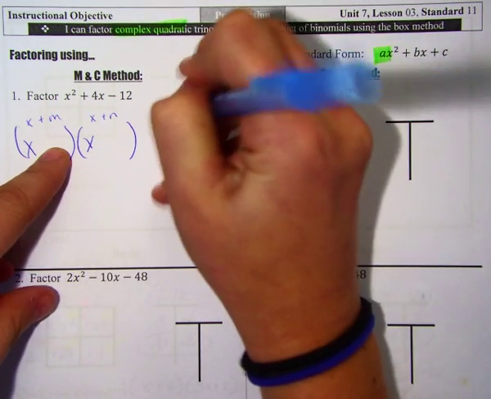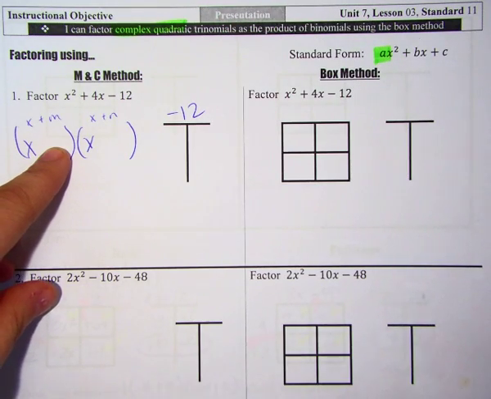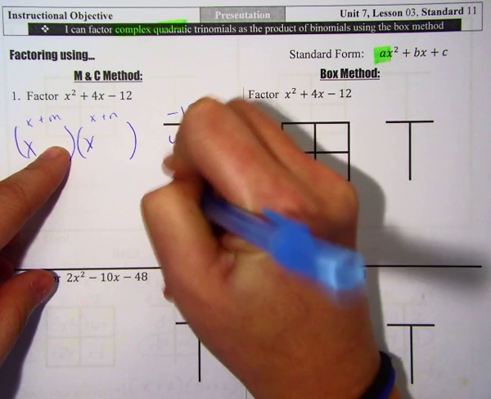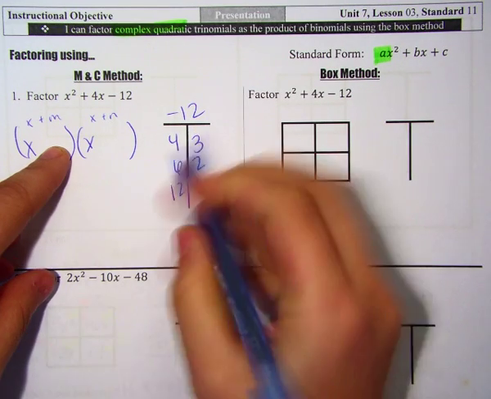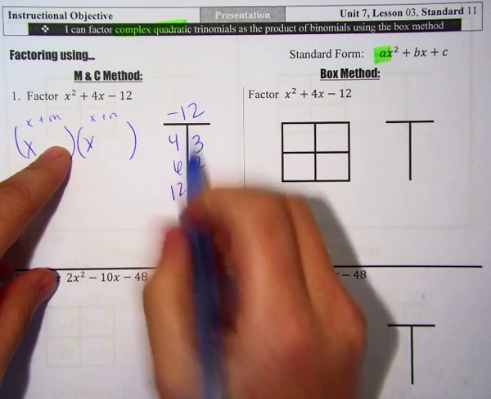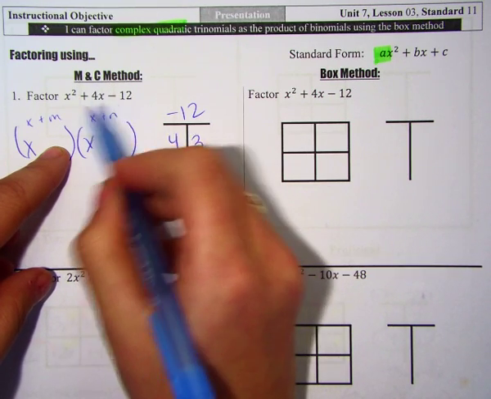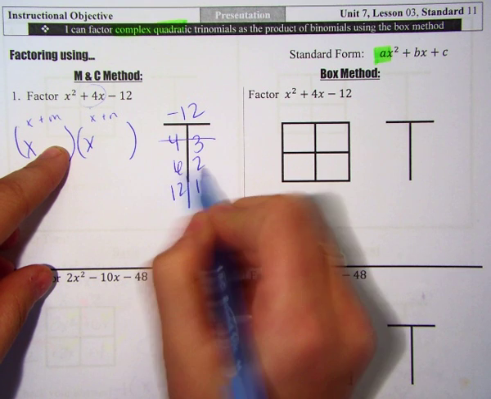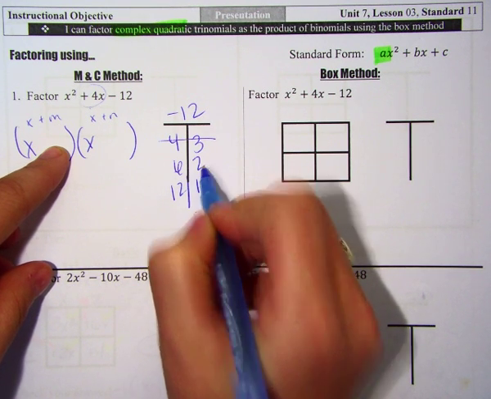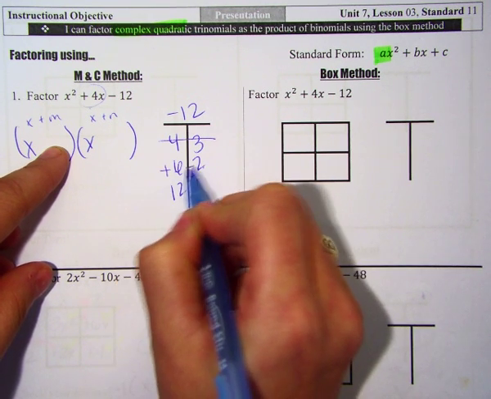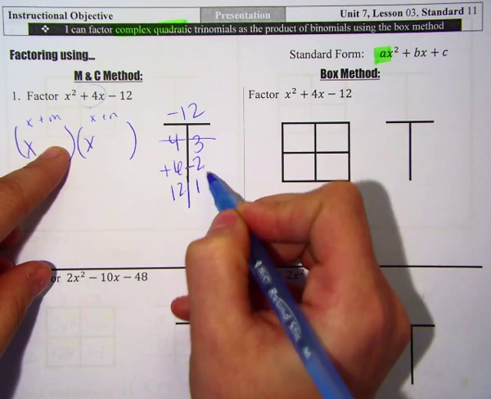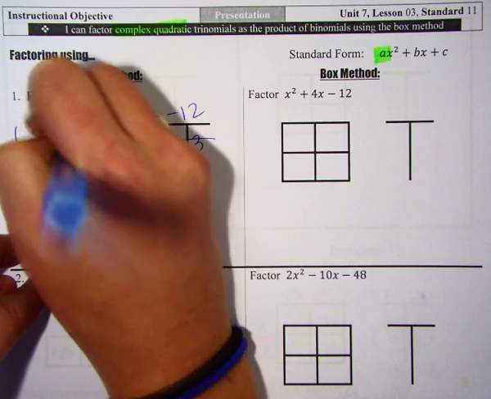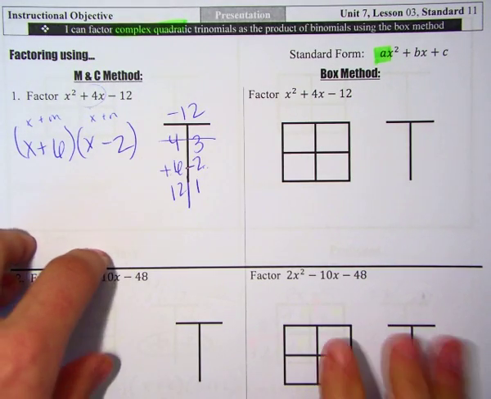So we're going to put a negative 12 over here and write the factors of negative 12: 4 and 3, 6 and 2, 12 and 1. And we want to look in this list for the two numbers that combine to give us a positive 4. So 6 and 2 can combine to give us a positive 4 by making 6 positive and 2 negative. And negative 2 times 6 would be negative 12. So positive 6, negative 2.